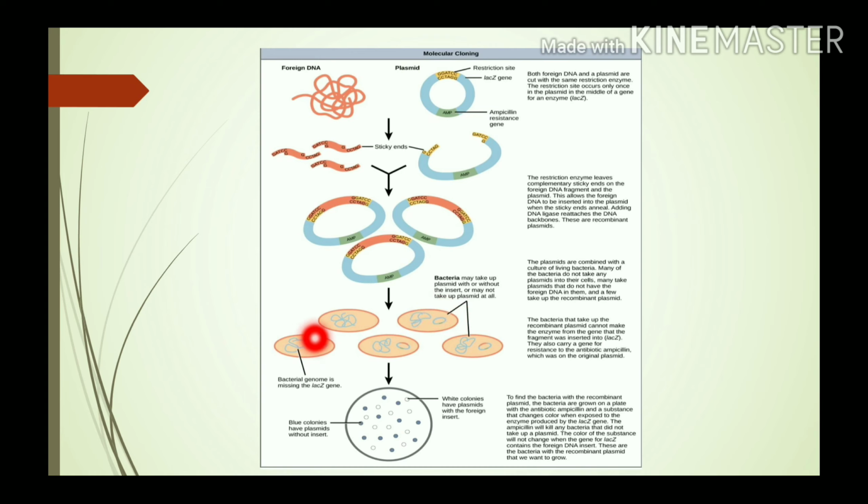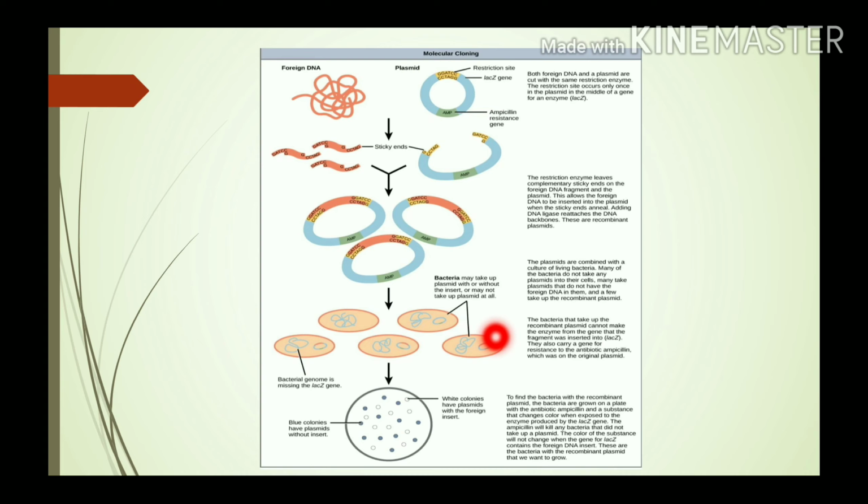Then what happens? There is a formation of three types of cells. Some bacteria will take up the plasmid having a foreign DNA insert, and some bacteria take up the plasmid having no foreign DNA insert, and some bacteria may not take the plasmid at all. So there is a formation of three types of cells.